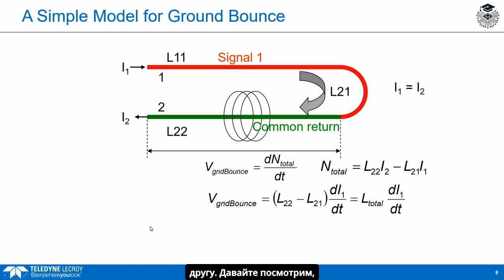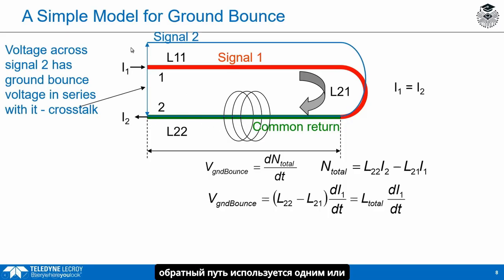Let's see how insidious ground bounce is. Because this was the voltage across this return path. Suppose that that return path is shared by one or more conductors. So here is another signal sharing that same return, as is often the case.